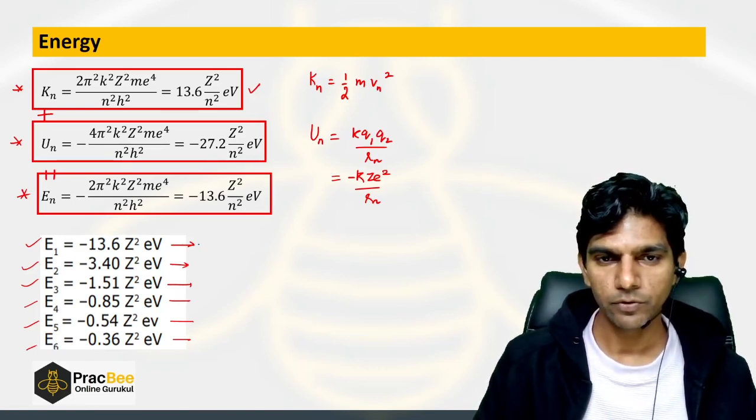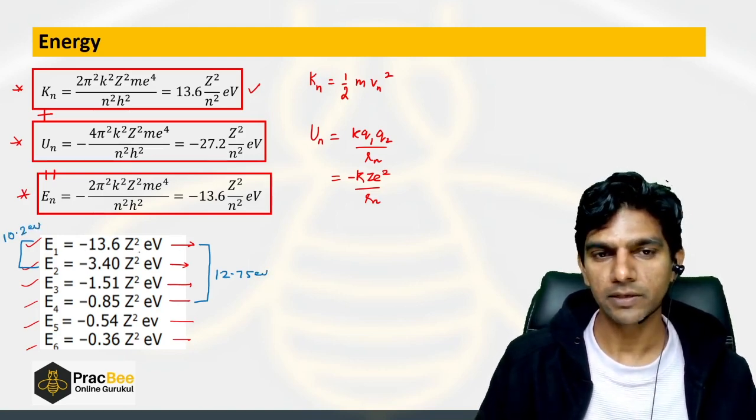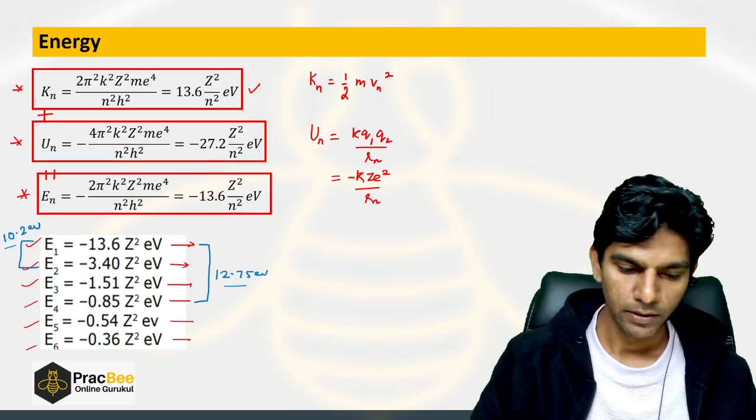For example, if I want to find the energy difference between the first and the fourth orbit, it comes out to be 12.75. If I take the difference of the first two energy levels, it comes out to be 10.2. These values you can remember for hydrogen basically, right? Z will be 1, so these are the values.